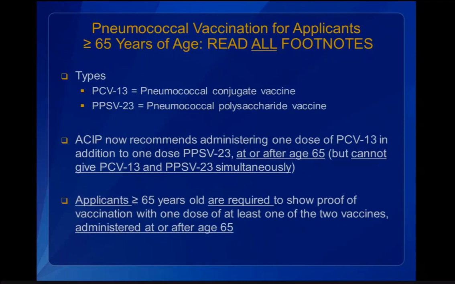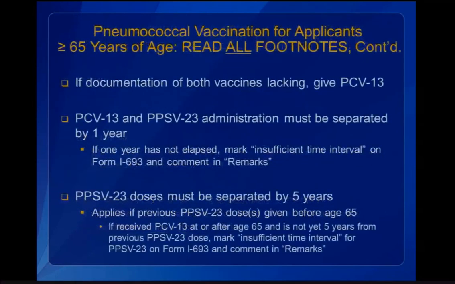For applicants for the civil surgeon exam, they're required to show proof of vaccination with 1 dose of at least one of these vaccines administered at or after age 65 if they're 65 or older. What we're saying is that if these are given before age 65, for purposes of efficacy, they don't count. And if neither vaccine has been given, the first thing you would give is the PCV13. That's all you need to do as a civil surgeon.